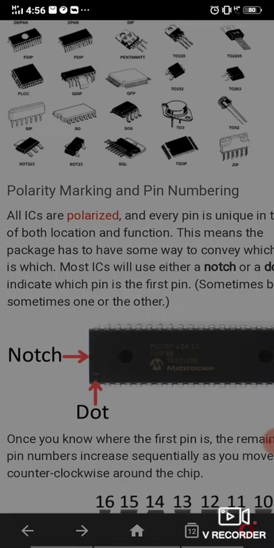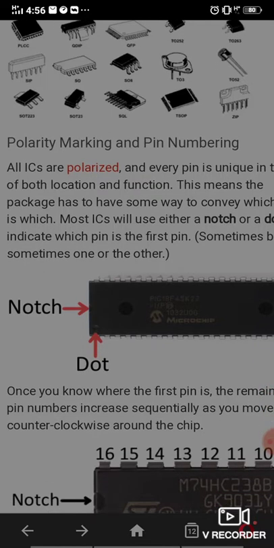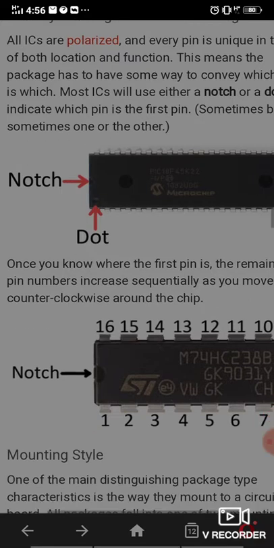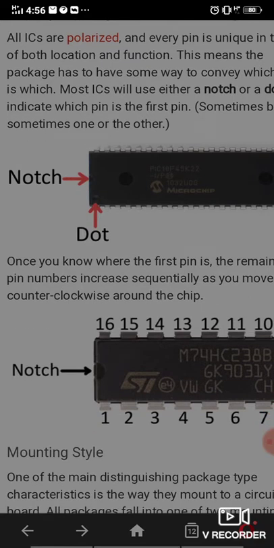This means the package has to have some way to convey which pin is which. Most ICs will use either a notch or a dot to indicate which pin is the first pin, sometimes one or the other. Once you know where the first pin is, the remaining pin numbers increase counterclockwise as you move around the chip.